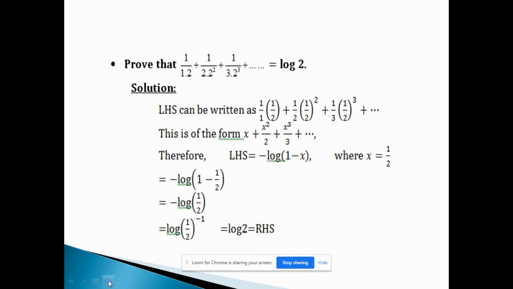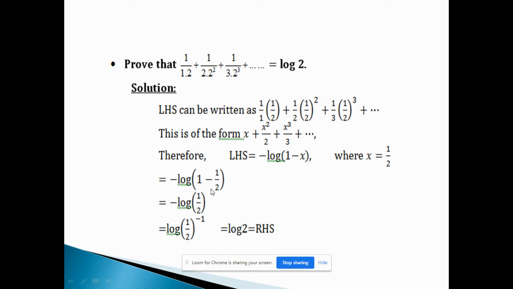The next one: prove that 1 by 1.2 plus 1 by 2.2 square, etc., equals log 2. We have to prove that LHS equals RHS. First, the LHS. We substitute x equal to 1 by 2, so the given series becomes x plus x square by 2 plus x cube by 3, etc. Now, what is the sum of the series? We know the expansion of log of 1 minus x equals this. So the sum of the series is minus of log of 1 minus x. Now replace x, considering x as 1 by 2.